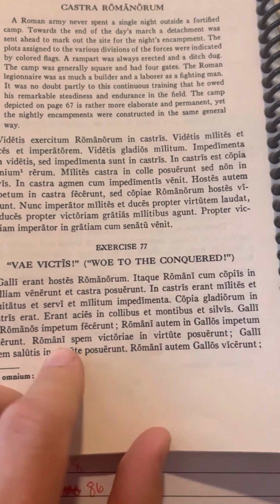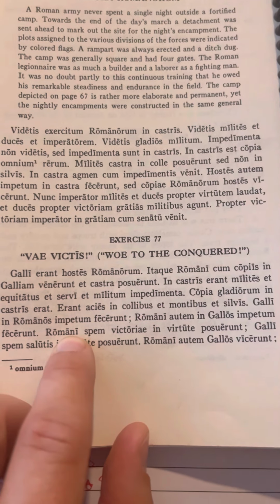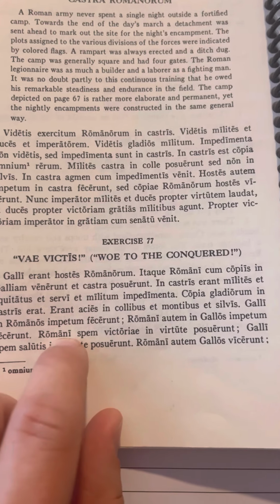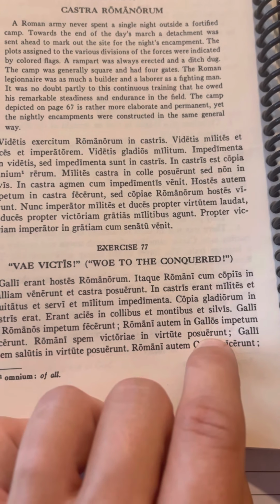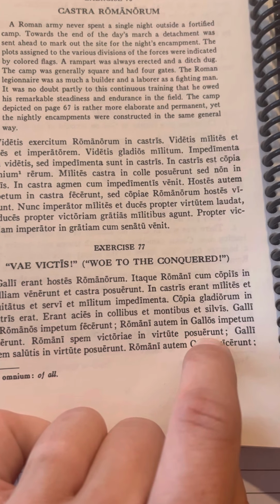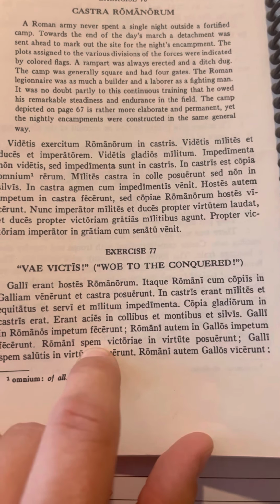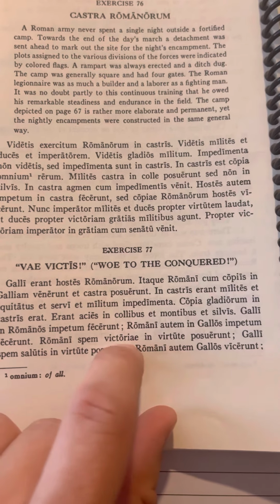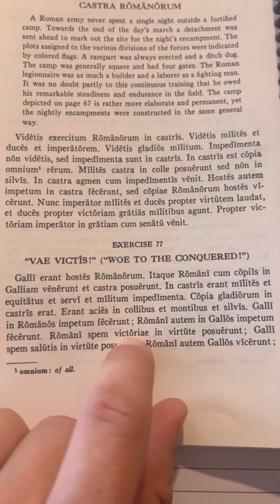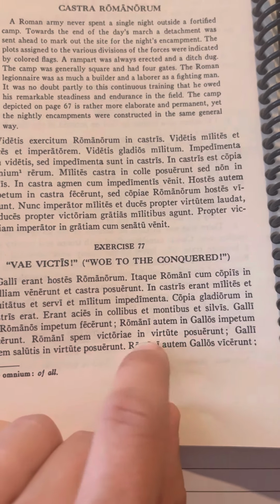How do you know the order of all these words? You look at the endings. Romani is in the plural nominative, so that has to be our subject. Another clue that this is the subject is it's plural, and our verb is plural. It's in the third person plural. The Romans placed, now what's in the accusative? Spem, hope. They placed their direct object, and this is in the genitive, so it modifies spem. The Romans placed the hope of victory, and then this is in the ablative, so it goes with in virtue.